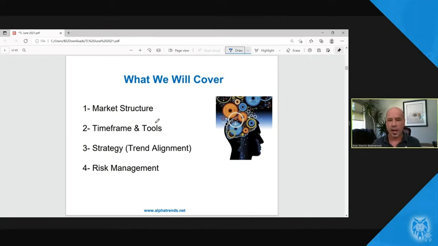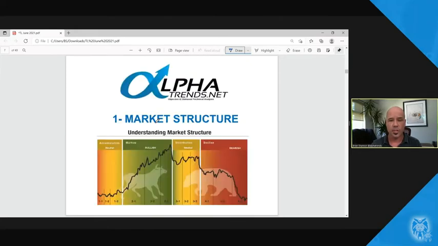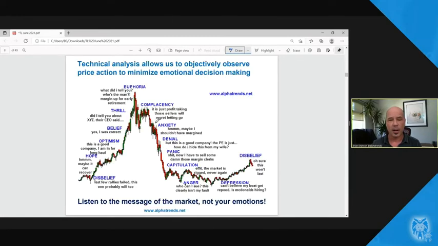Market structure. So there are 4 little sections: market structure, time frame and tools, strategy, which is trend alignment, and then the most important part, risk management. So let's talk about market structure. This is why we need to understand market structure. We've all seen one or more iterations of this chart, which just shows a chart.